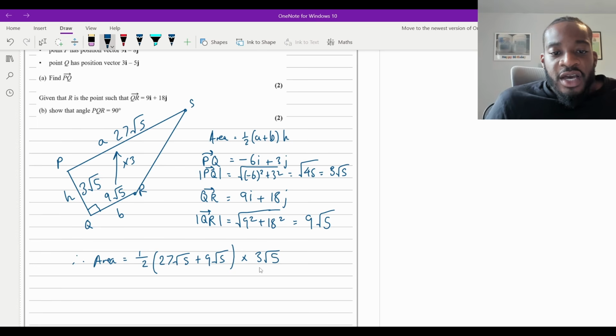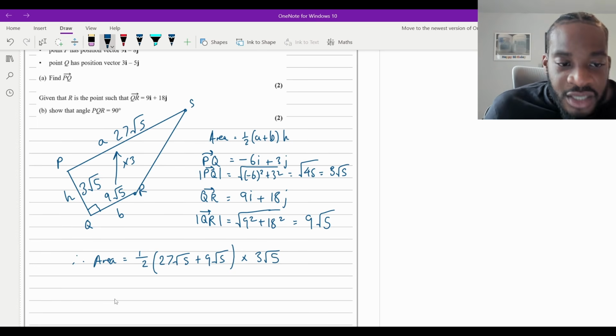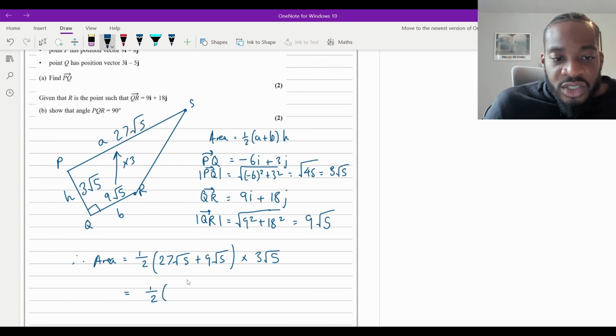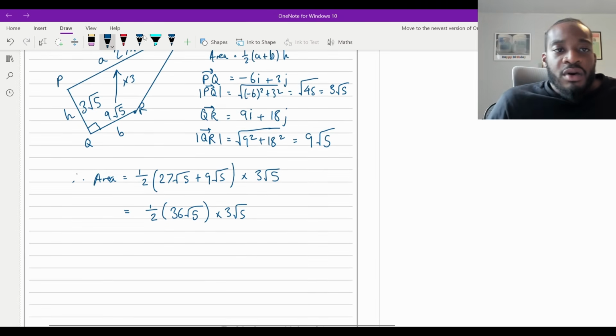Now you can just punch this into a calculator, we'll do it for you, but where's the fun in that? Let's do it without a calculator. So we've got 1/2, we've got 27 plus 9, which is 36. That's going to be 36 root 5. And then we've got times 3 root 5. Okay, and then those two, root 5 and root 5, will make a 5.